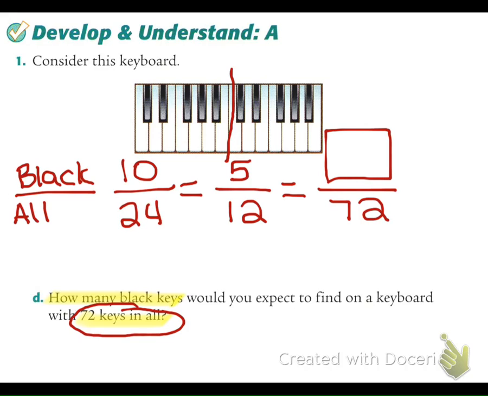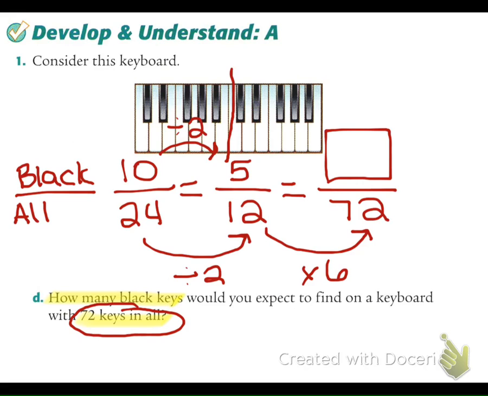What we want to find is how many black keys there will be. So just like here, when we did from 24 to 12, we divided by 2, we're going to say, how could we get from 12 to 72? Well, 12 times 6 is 72, meaning there were 6 sections of the keyboard. So if there are 5 black keys on each section of the keyboard, how many black keys will there be if I have 6 sections? I would multiply 5 times 6 equals 30. Don't forget to write your answer with a label, 30 black keys.